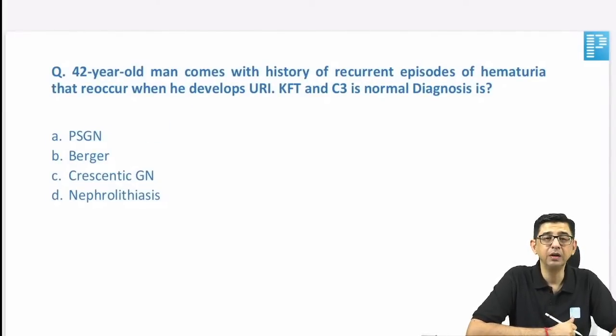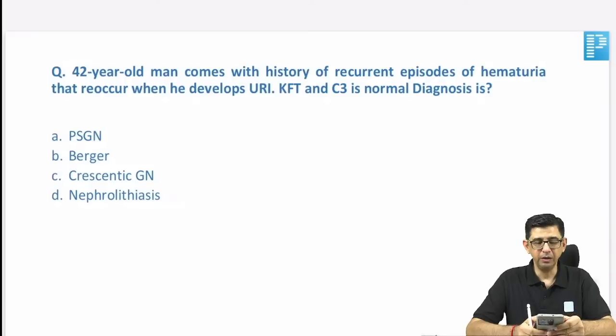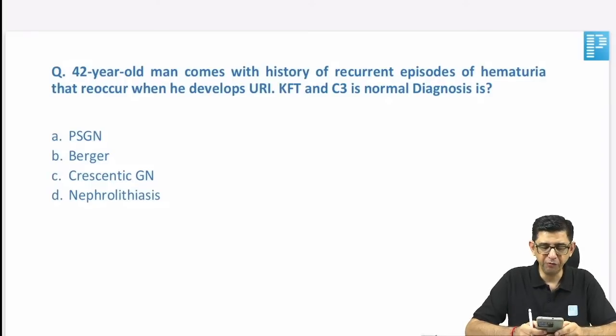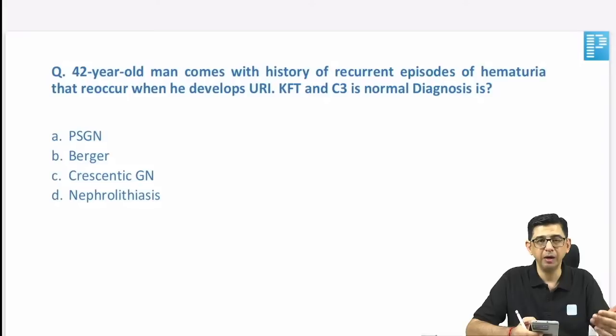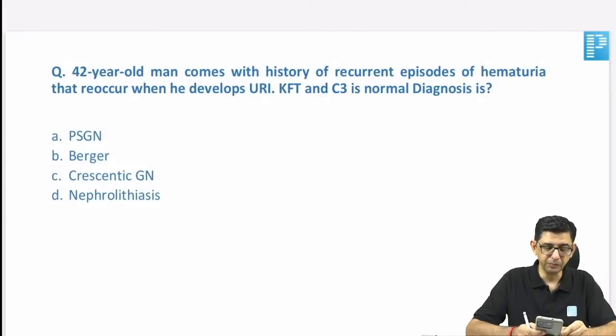The patient came with a history of recurrent episodes of hematuria that recurs when he develops a URI, and then he mentions KFT of the patient, and he talks about C3 values as well. I don't want you to comment on the diagnosis. What I want is input from you guys with respect to the options per se, I mean the language and the framing of the question per se. Yes, guys.